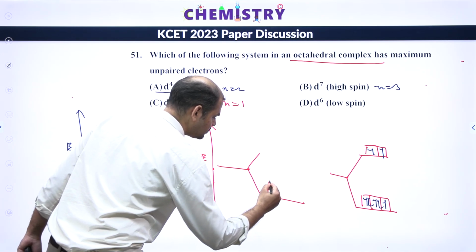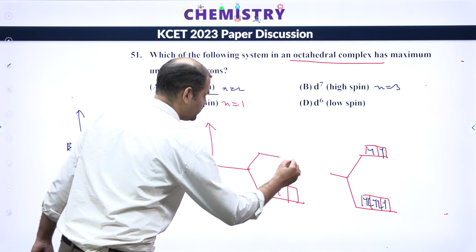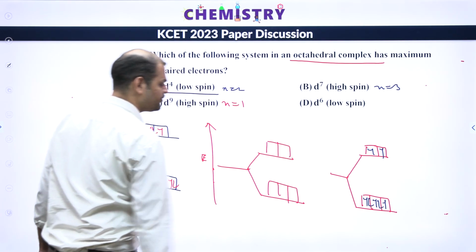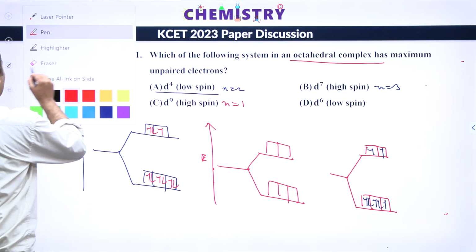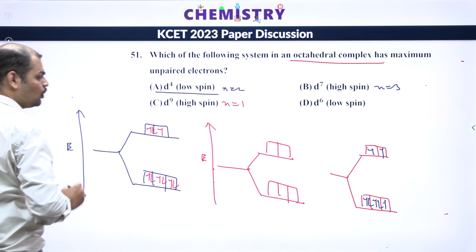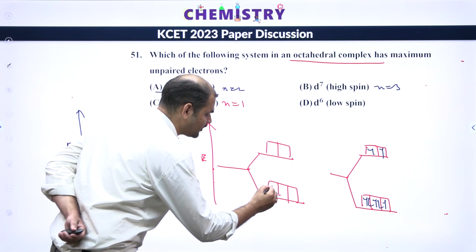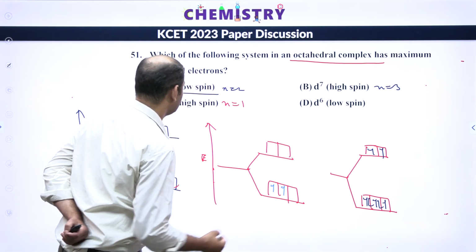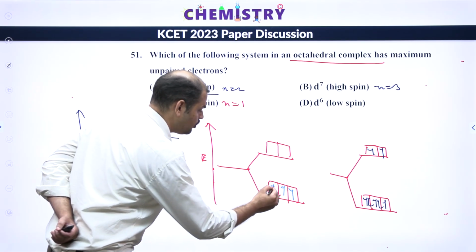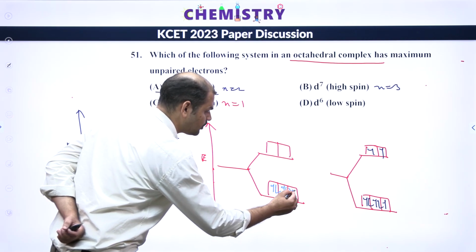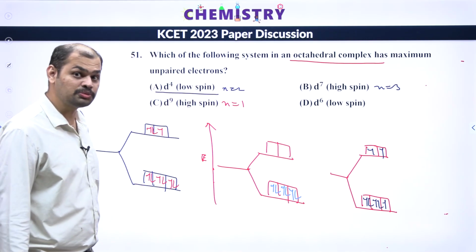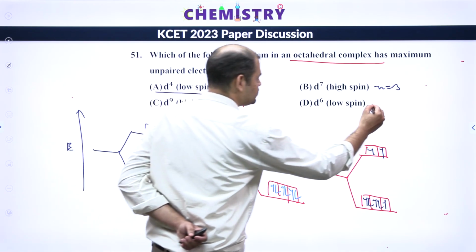T2g orbitals below, Eg orbitals above. Now here D6 low spin they have mentioned. So low spin is nothing but what? First electron here, second electron here, third electron here, fourth electron here, fifth electron here, sixth electron here, because it is low spin, it is not high spin. So n value is 0.